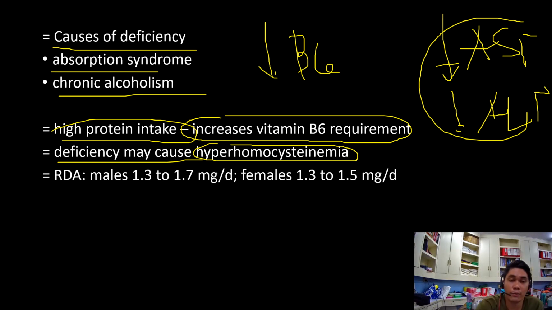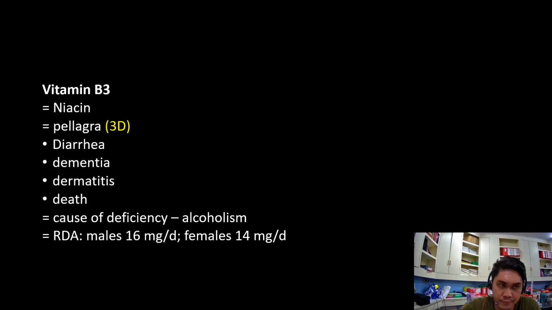You have hyperhomocystinemia. So RDA or recommended dietary allowance, you have male 1.3 to 1.7. For female is 1.3 to 1.5. Next is vitamin B3. And for B3, that is your niacin. Regarding niacin, in order to form niacin, you need the amino acid tryptophan. And the disease associated with vitamin B3 deficiency, you have pellagra.